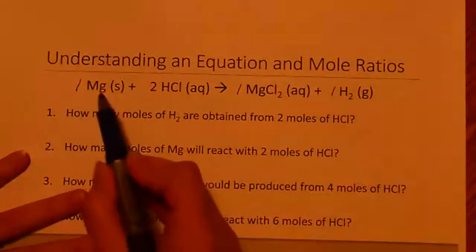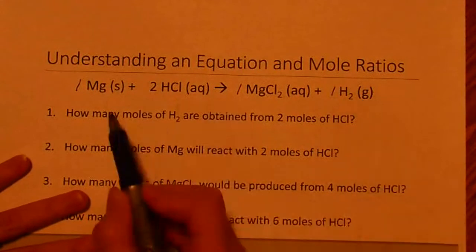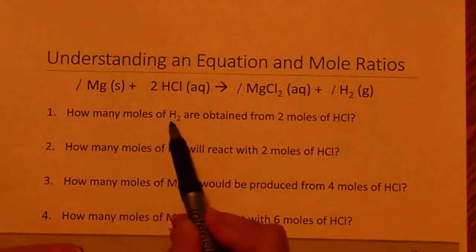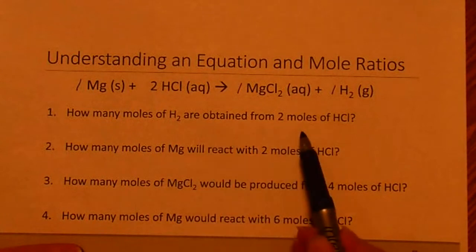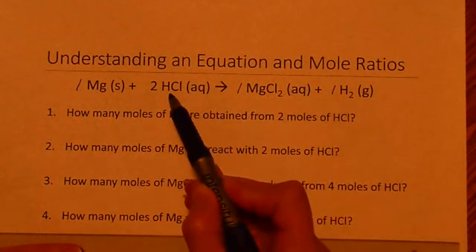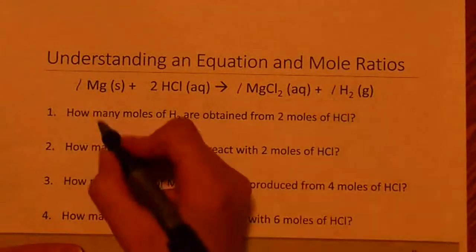Okay. So just by reading that equation out, we can answer this question. How many moles of hydrogen are obtained from 2 moles of hydrochloric acid? Well, our reaction tells us that for every 2 moles of hydrochloric acid that reacts, that's going to produce 1 mole of hydrogen gas.